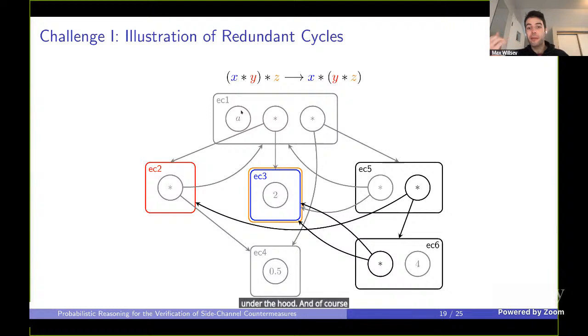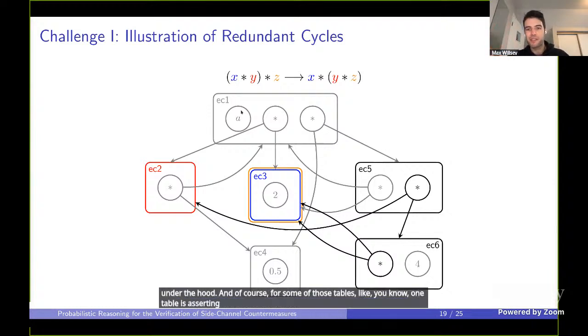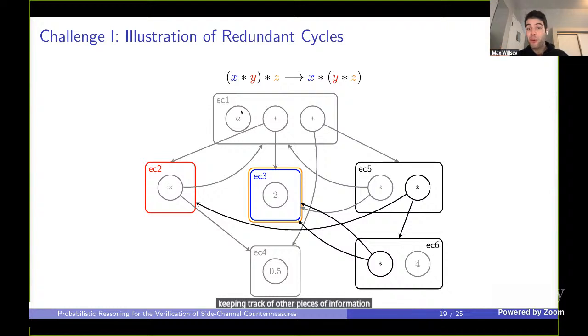And of course, for some of those tables, one table is keeping track of the lower bounds of things. Another table might be keeping track of other pieces of information. Of course, we want the provenance of those facts, right? Because those are interesting facts. Yes.